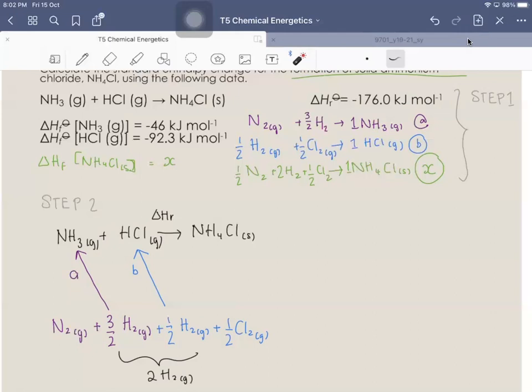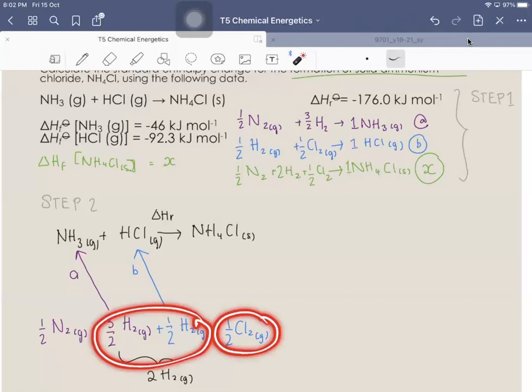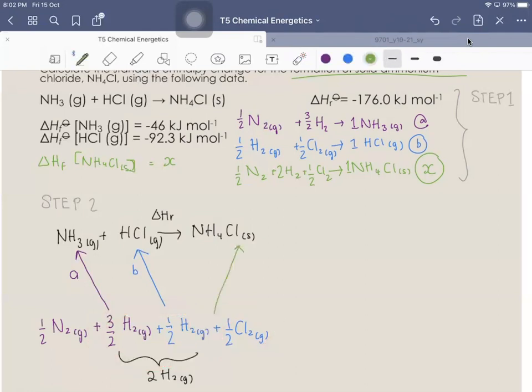What's wrong with my nitrogen here? I spotted it. I forgot to balance it. This should be half. Right, now back to my equation X. Half nitrogen plus 2 hydrogen, which is the total, plus half chlorine equals NH4Cl. So that means my third equation is represented by X.